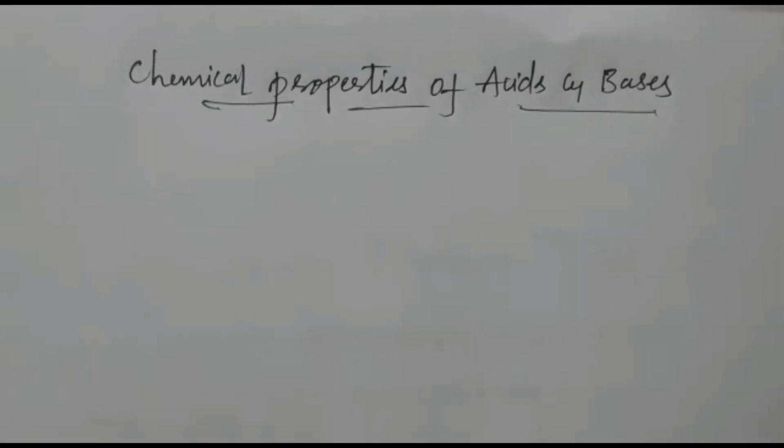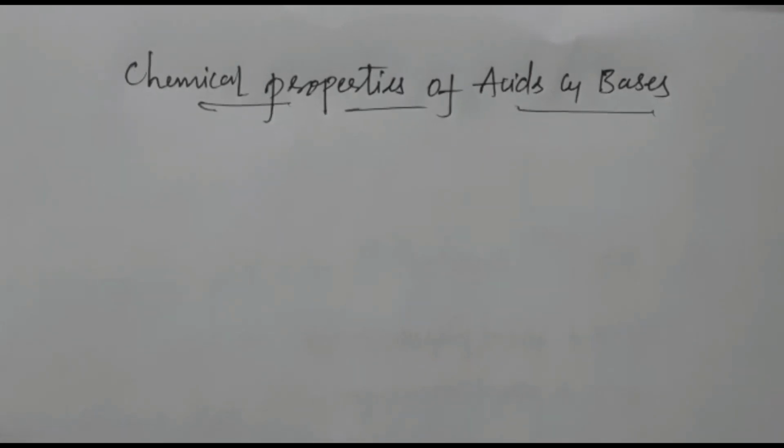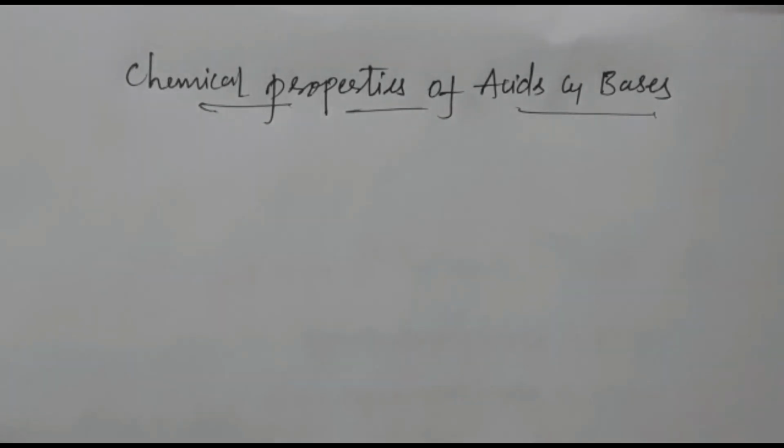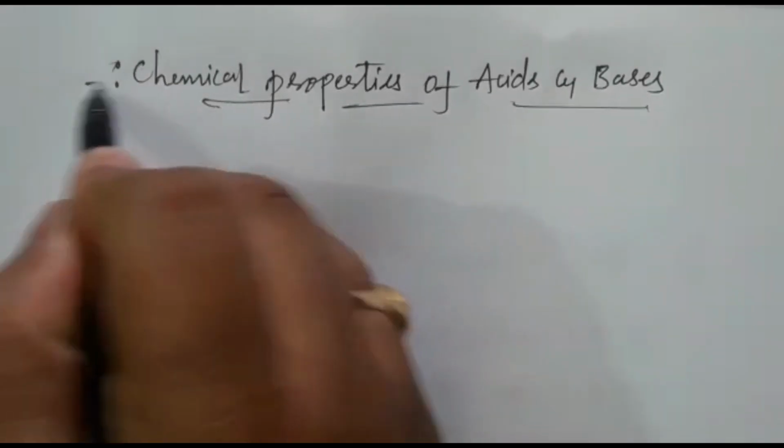Good morning children, welcome back to our class. Today we are going to study about chemical properties of acids and bases. In the last class we studied about the introduction part of acids and bases, and about indicators and how we find the nature of substances with the help of indicators. So today in this session we are going to study the chemical properties of acids and bases.